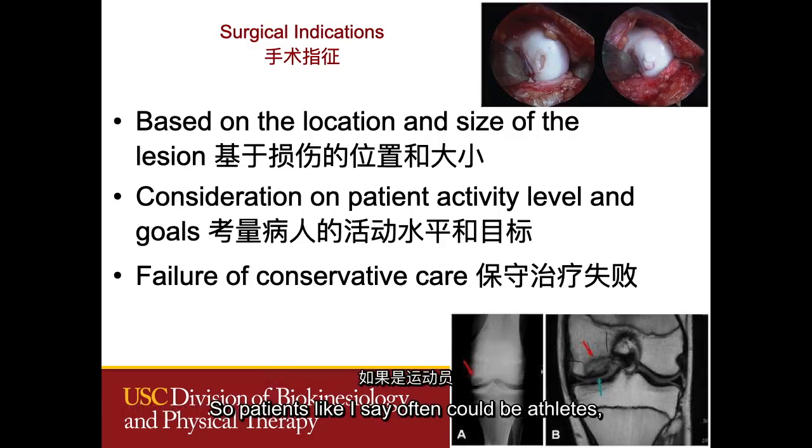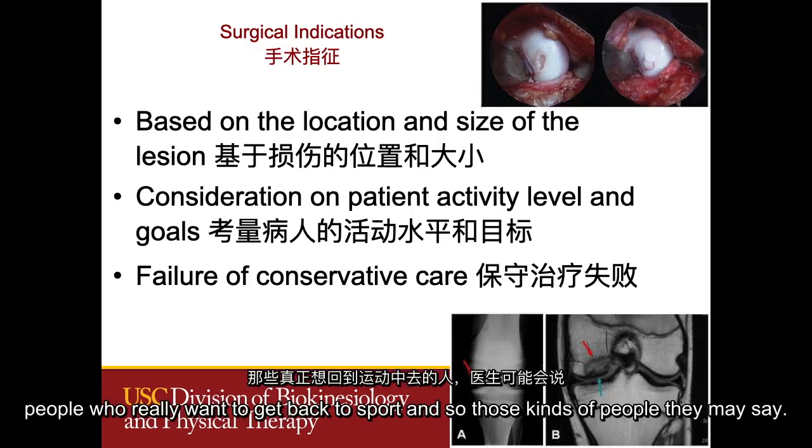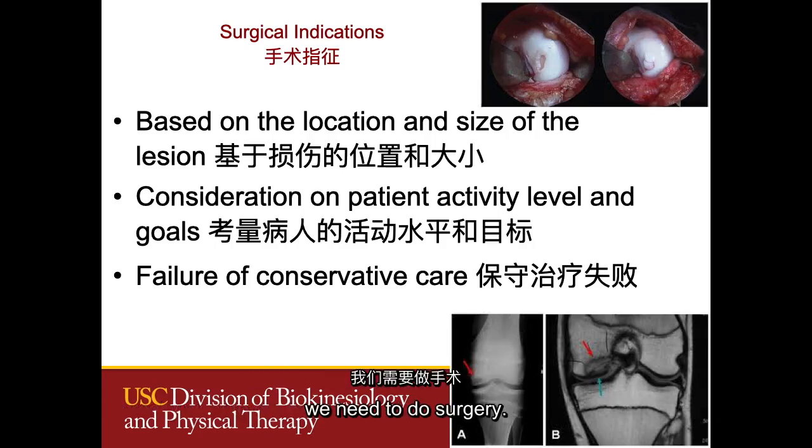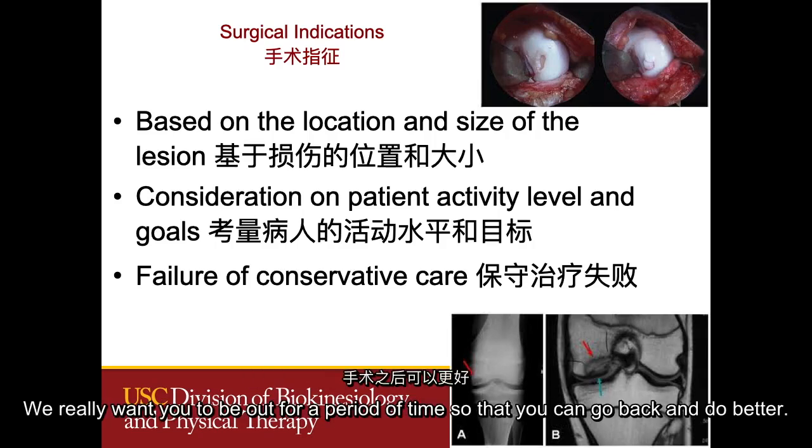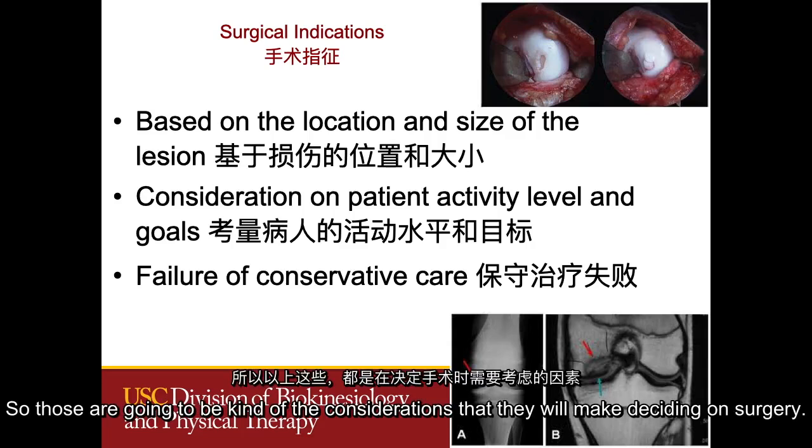So patients, like I said, often could be athletes, people who really want to get back to sport. And so those kinds of people, they may say, we need to do surgery. We really want you to be out for a period of time so that you can go back and do better. So those are going to be kind of the considerations that they will make deciding on surgery.